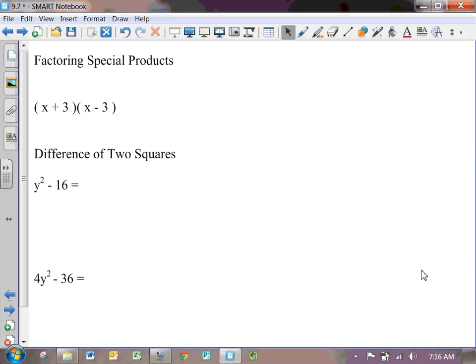We're going to look at just a couple of things that are going to go really fast, but they're all going to look exactly the same. So it's called factoring special products.